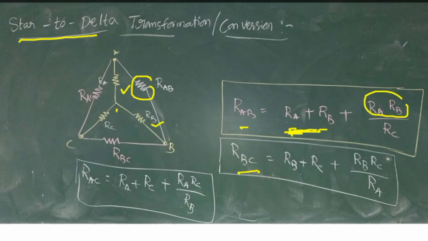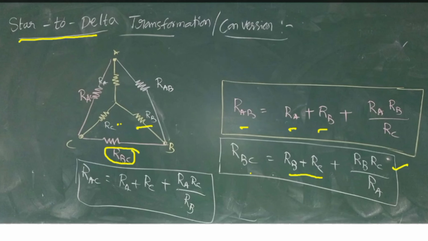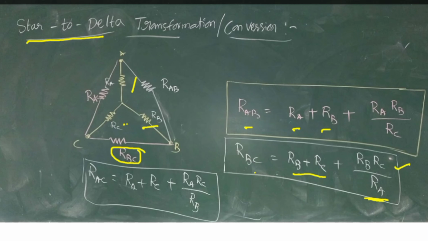Similarly, we can write RBC. How to write RBC? RBC is the resistance we want to calculate. If star resistances are known, RB, RC, these two resistances are connected to this RBC. RBC equal to RB plus RC sum and their product divided by the third resistance RA. This we have to consider.